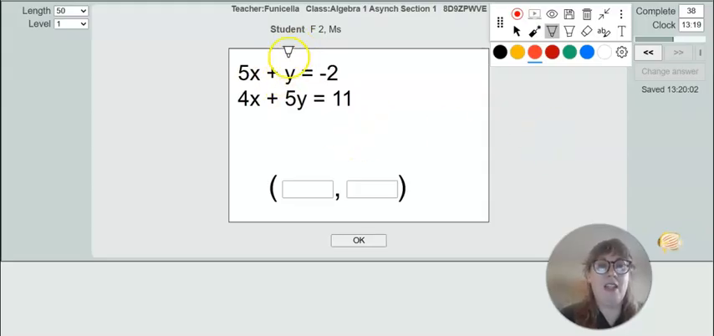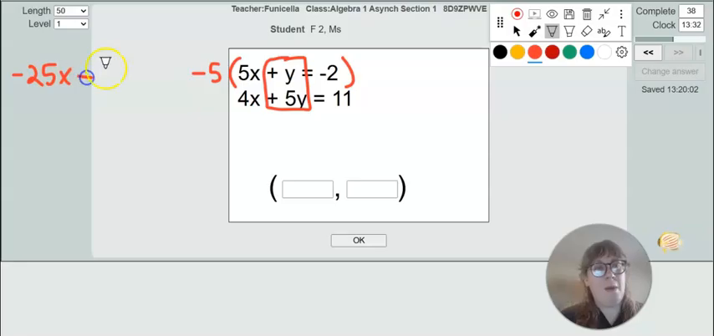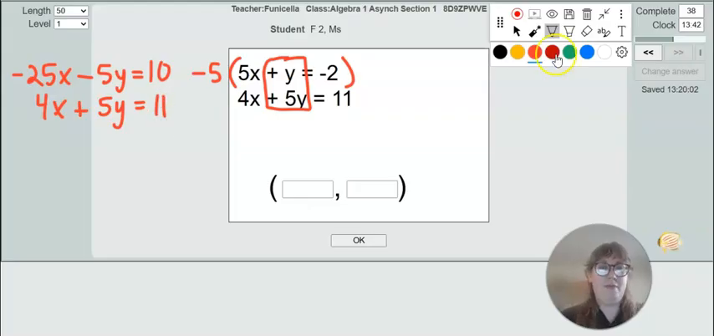I'm going to choose to cancel out the y's. So because I have a positive 5 on the bottom, I'm just going to multiply this whole top equation by a negative 5. So we get negative 25x minus 5y equals a positive 10. And I'm going to combine that with 4x plus 5y equals 11.